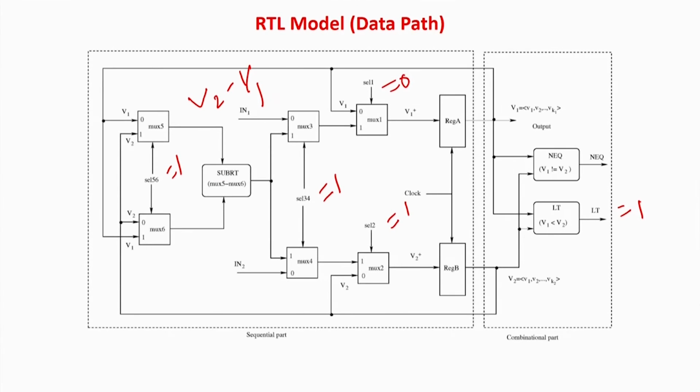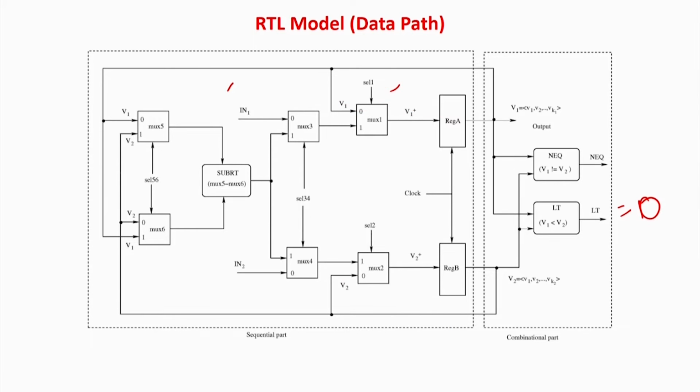So basically this one will be coming over here. You are going to have the value of V2 minus V1, and here the old value of V1 will be there and it will be retained. Similarly, in the other case, just the reverse thing is going to happen.